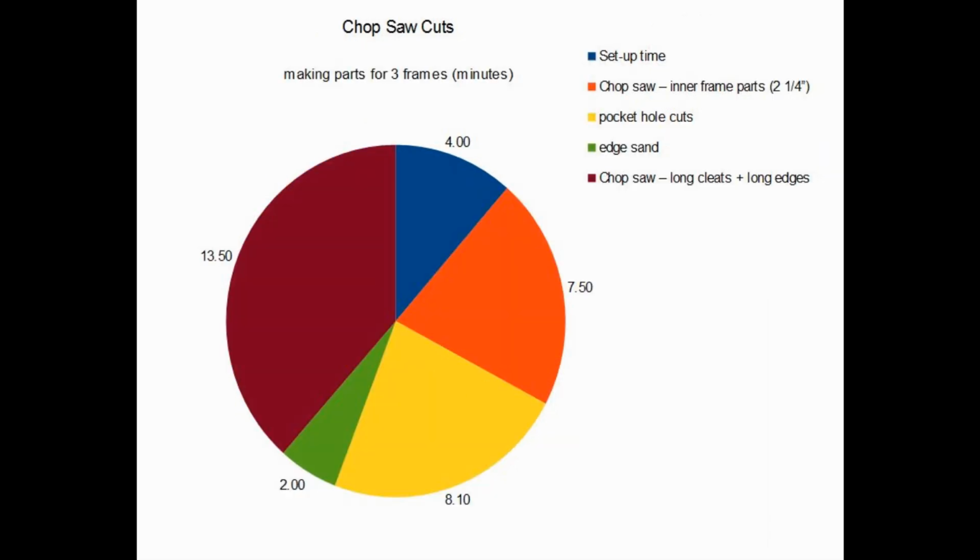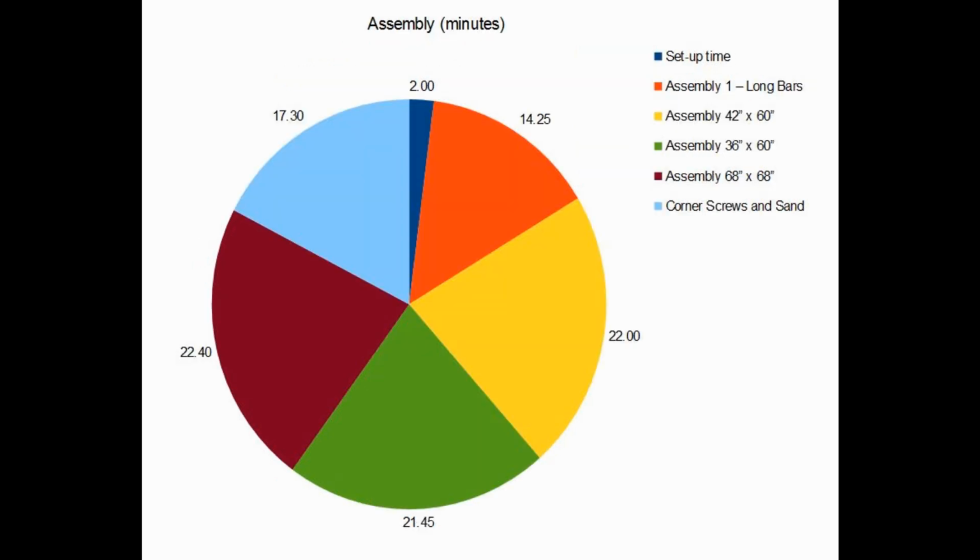So that's a useful way to look at the data to see how each of these steps compare with each other. And so the setup time here is not as much because it's just the chop saw and the pocket hole machine and moving the parts around a little bit, so it doesn't take as much to set up the machines. The next one is the assembly. This is the total assembly, and there's not much setup time involved with this part of the process.